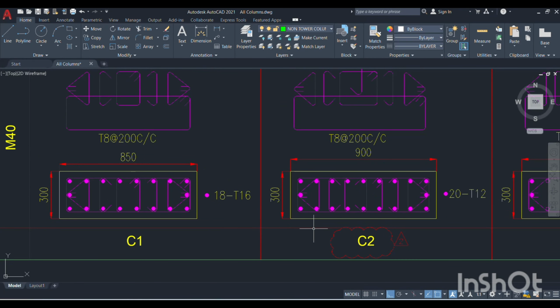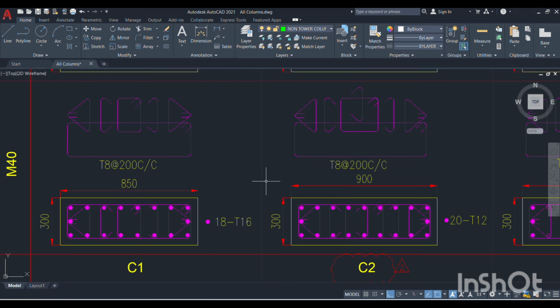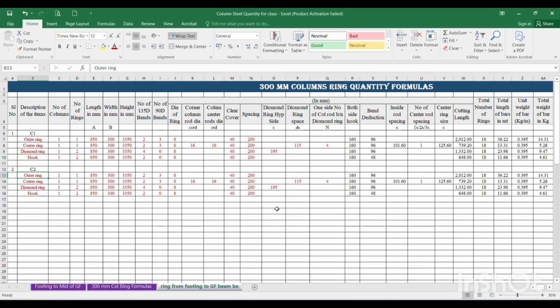You see the C2 column size also changed, and the column dia also changed, and the number of rings also got changed, but the shapes and all are the same. Column size also changed, so accordingly you have to change those specifications. Column size is 300 by 850 here, and 300 by 900 there. The number of columns is 1, and the number of rings has to be changed.